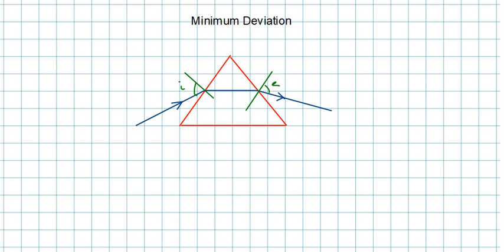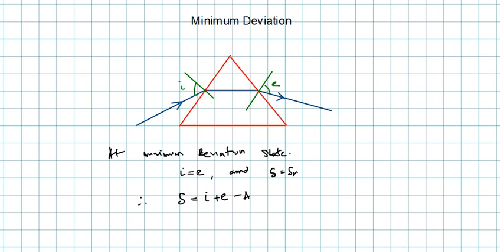So at minimum deviation state, I is equal to E, right, and we denote the delta by delta m. Therefore, delta equal to, we know what, I plus E minus A.